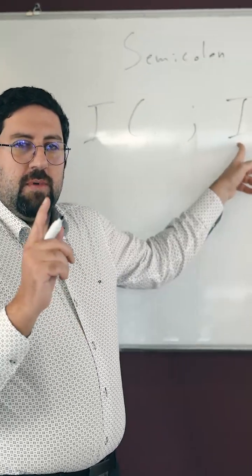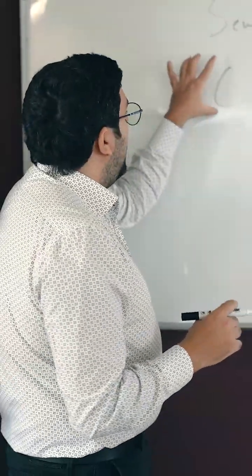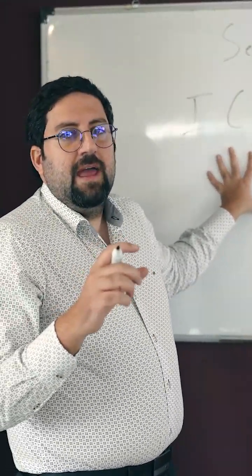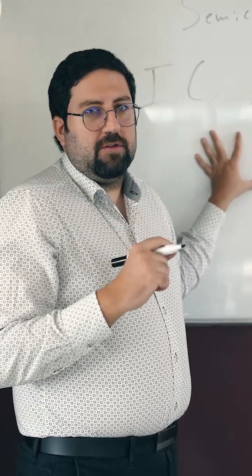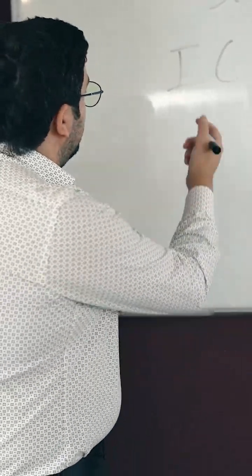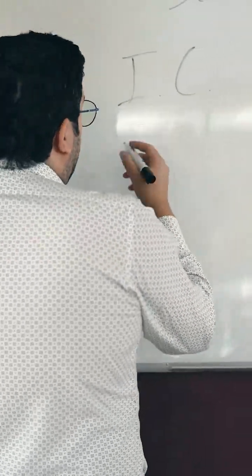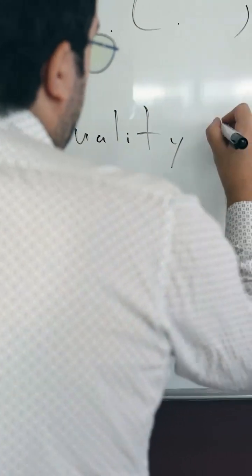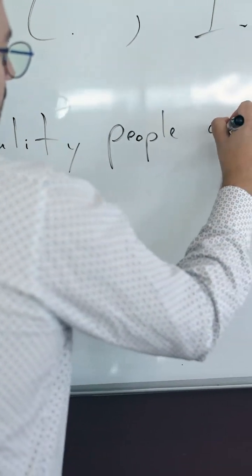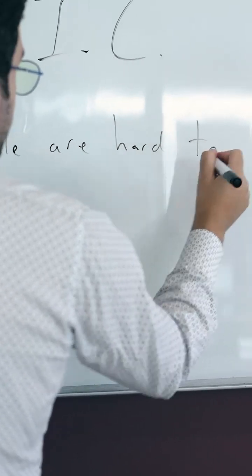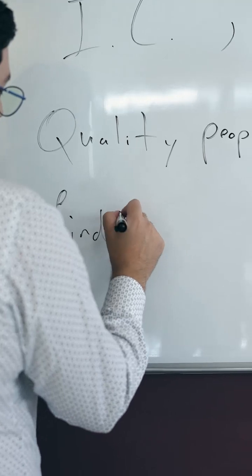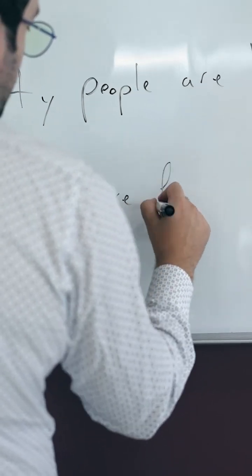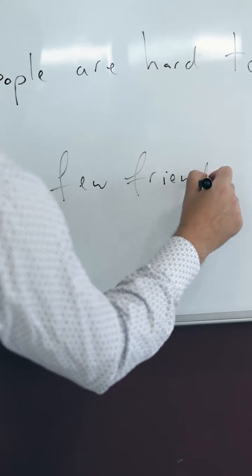Now, you may be wondering, what is an independent clause? That's a great question. The easiest way to think about an independent clause is, if you pull it out of the part of the sentence that it's in, it can be a simple sentence on its own. So, for example, let's take an example to bring this to life. Let's say we write, quality people are hard to find; I have few friends.